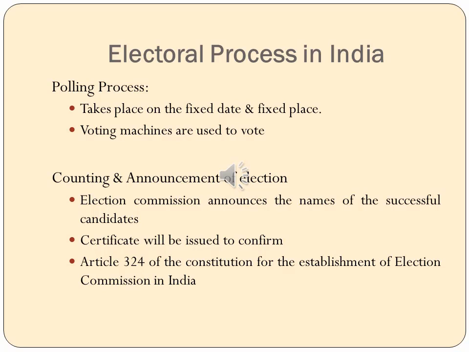So article 324 of the constitution establishes the election commission in India and the rules and regulations governing the election commission of India. So the election commission of India controls the elections of president, vice president, Lok Sabha members and the legislative assembly, that is Vidhan Sabha members. And election commission is an independent body, just like the Supreme Court of India.